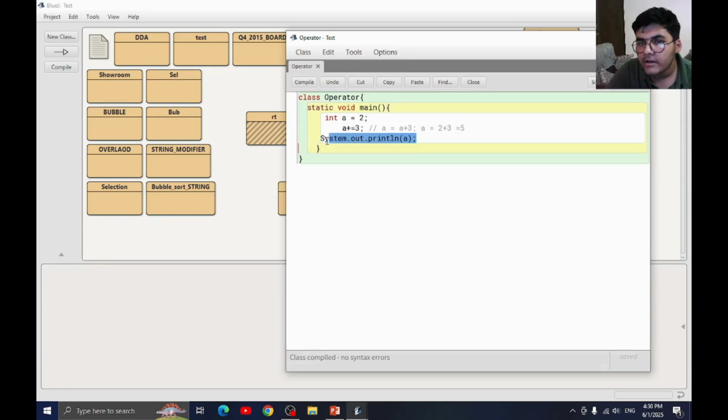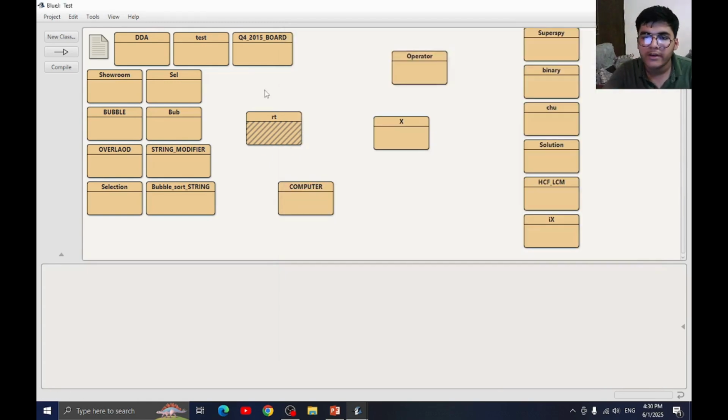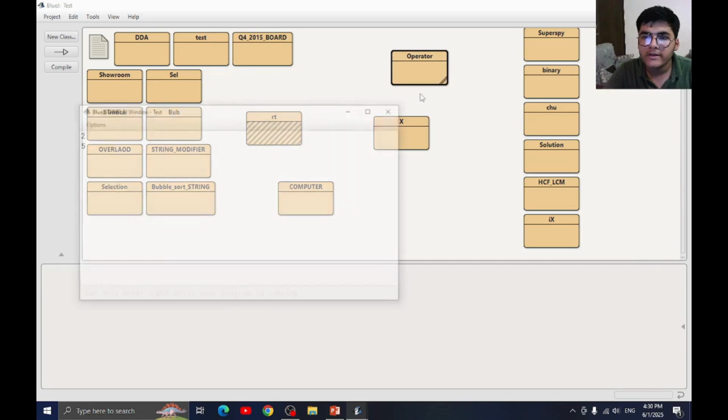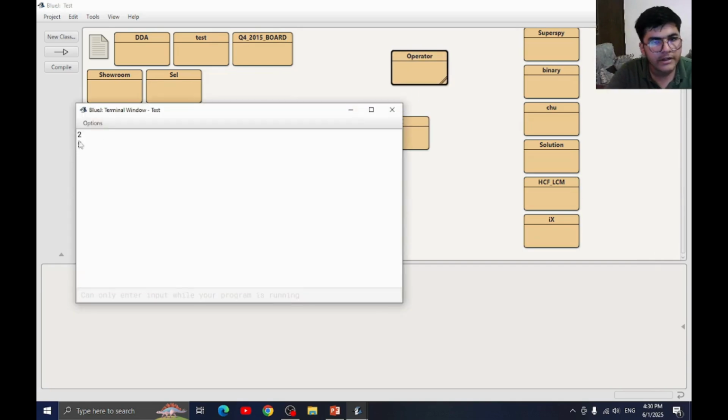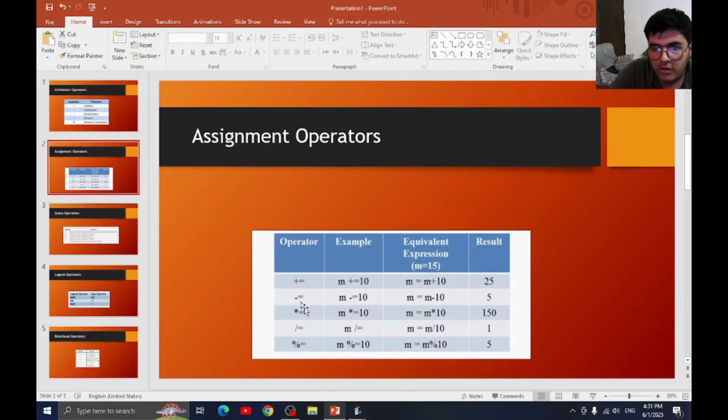But if we print this system.out.println before this updation, then what we are going to see is that the first value of a, which is 2, is going to be printed, and then later 5 is going to be printed. That is the beauty of Java. That's how logical this language is. The same thing happens with minus, multiplication, division, and modular division.